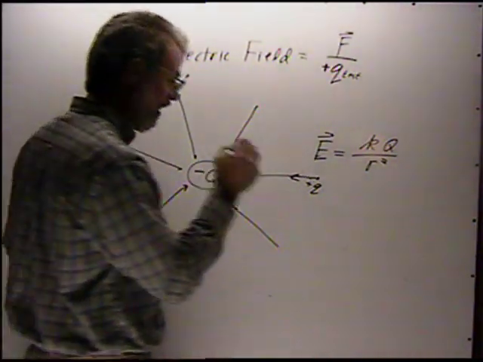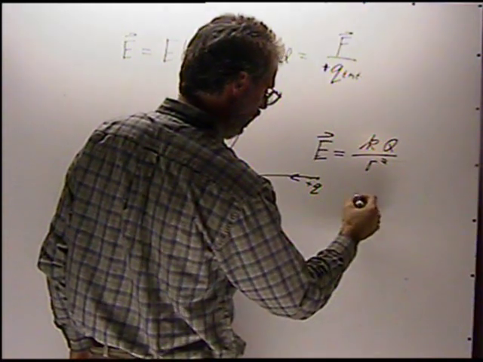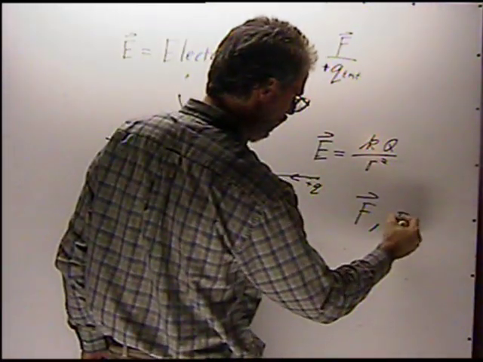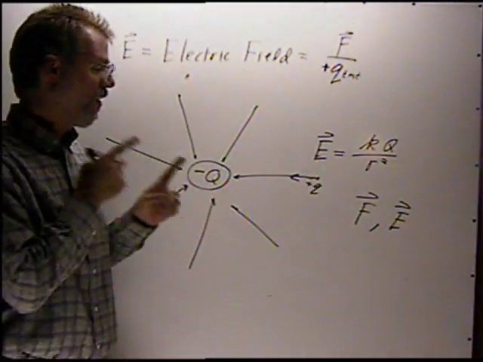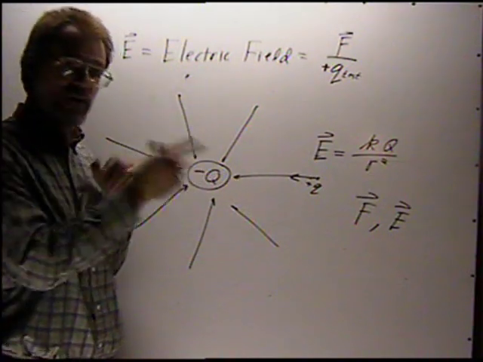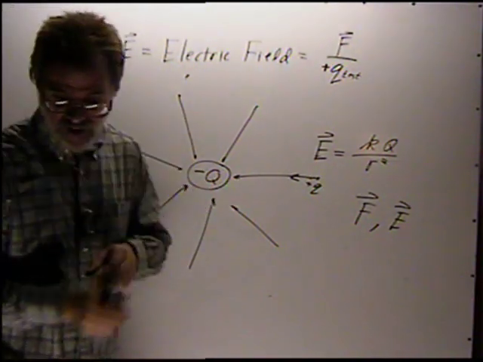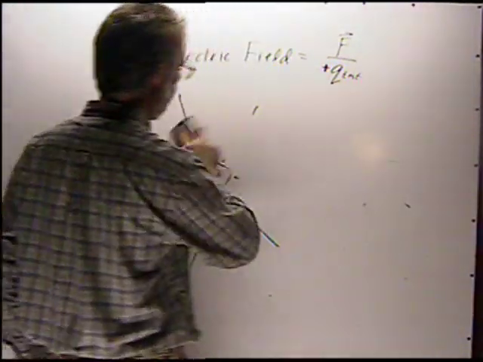Again, the electric field, if the force is oriented one direction, the electric field is oriented in the same direction. The force and the electric field always are collinear. In fact, the electric field tells you what direction the force is, and vice versa. Okay.